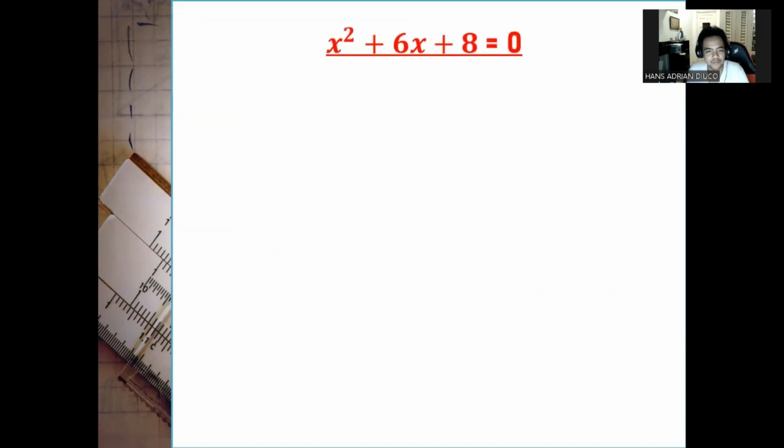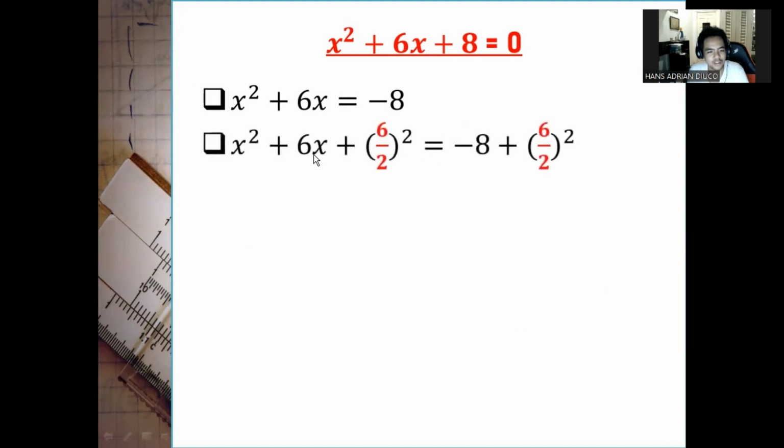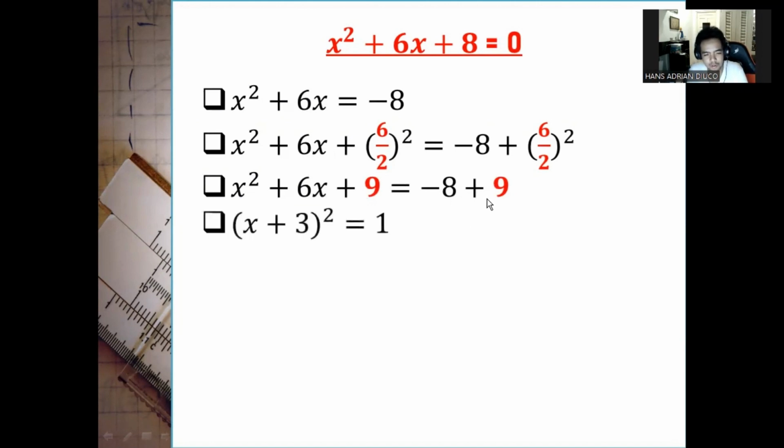So just x squared. For this first example from a while ago, we move 8 to the right side, negative 8, and we add 6 over 2 and square it. And add them on both sides. 6 divided by 2 is equal to 3. And when squared, you get 9. So x squared plus 6x plus 9 equals negative 8 plus 9, which is equal to 1. And for this, x plus 3 squared. Perfect square trinomial.